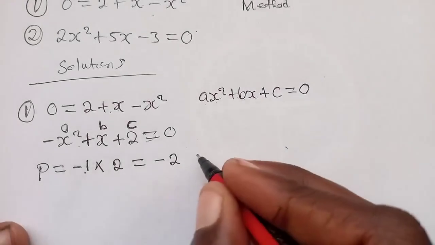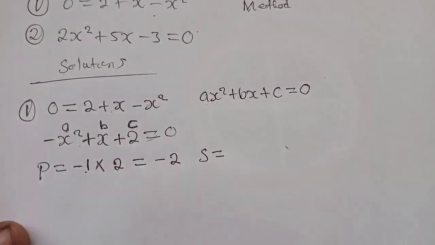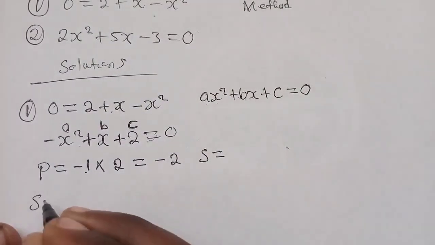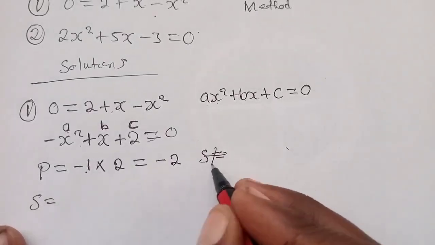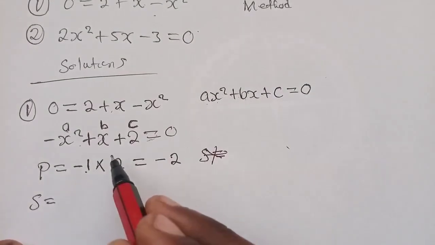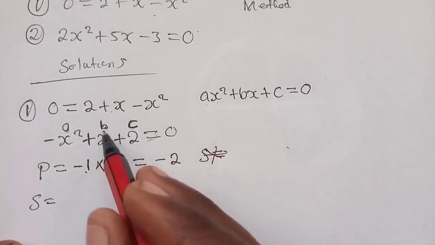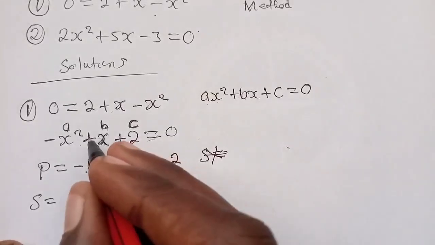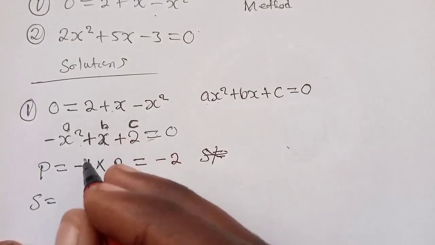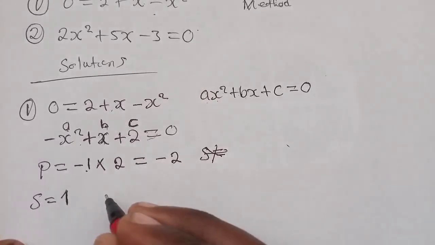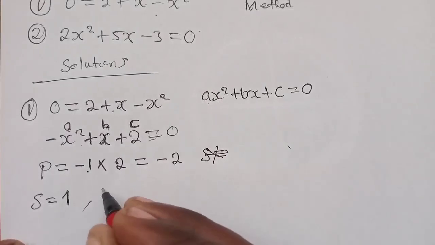Then the sum. The sum, I said, is the coefficient of b, the number attached to letter x here, which is positive 1, since it is just positive x. Then you now find the factors.